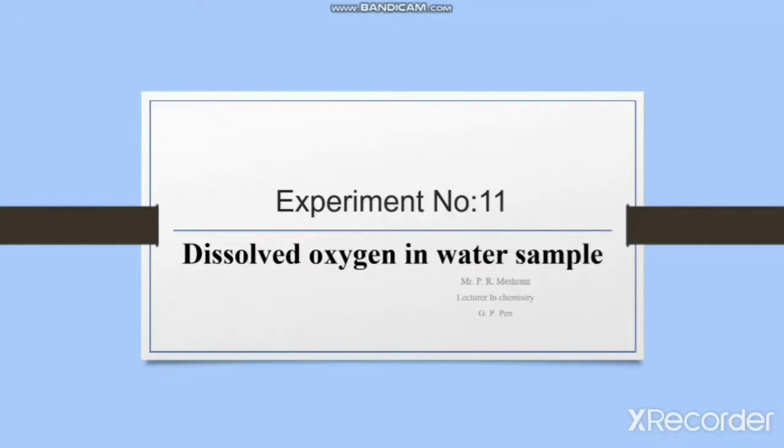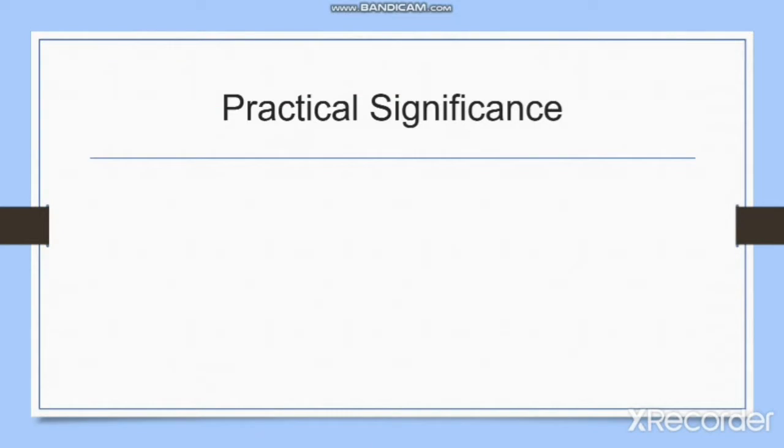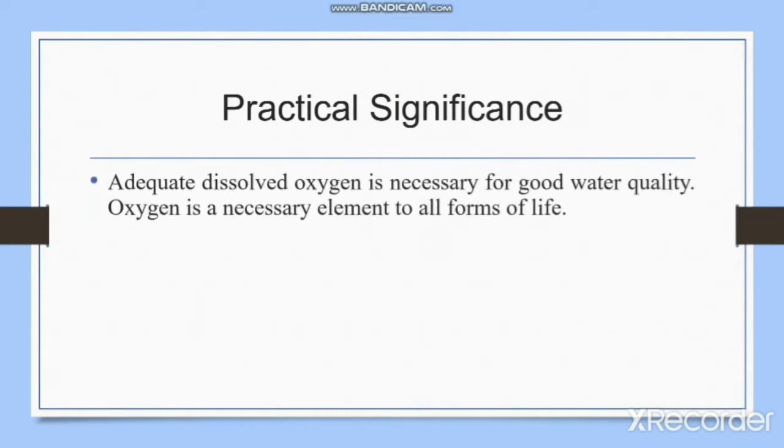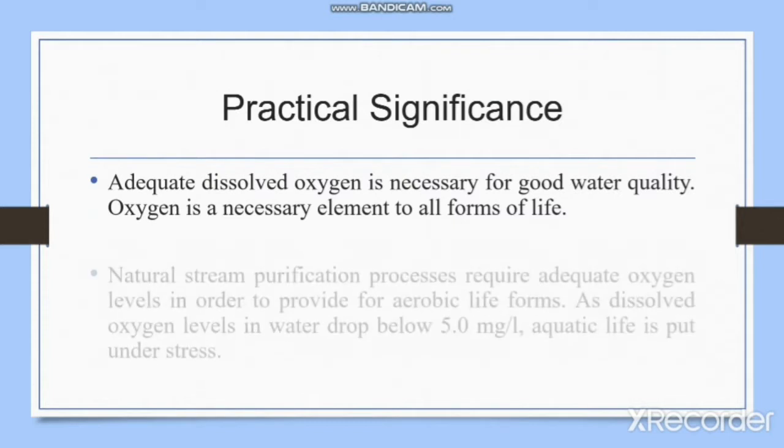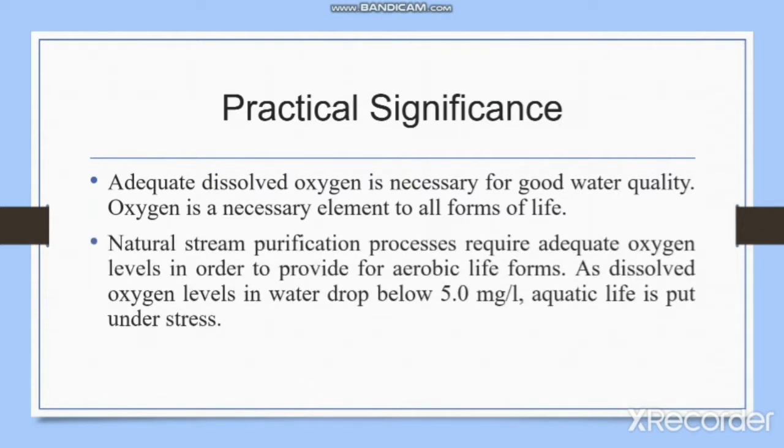In this experiment, we will determine dissolved oxygen in a water sample. Practical significance: adequate dissolved oxygen is necessary for good water quality. Oxygen is a necessary element to all forms of life. Natural stream purification processes require an adequate oxygen level in order to provide for aerobic life forms.